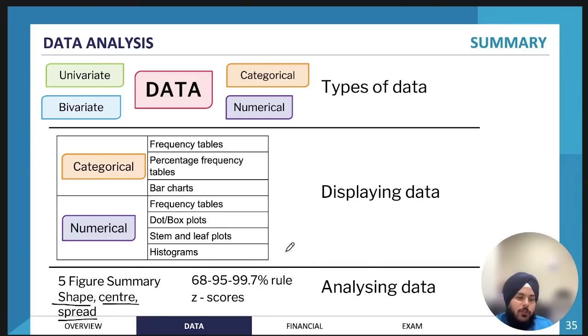And then in terms of normal distribution, we really need to understand the 68, 95, 99.7% rule and use that to estimate probabilities or the number of data values that might be above or below a certain standard deviation. And we also need to know how to standardize data using z-scores.